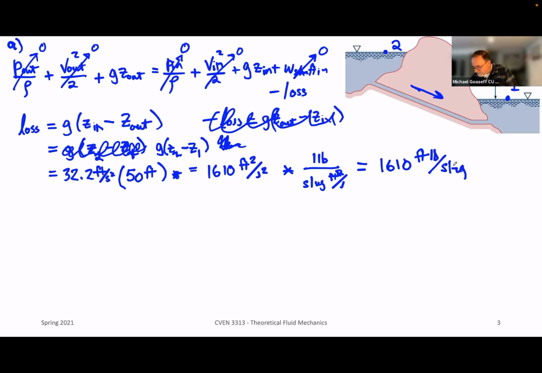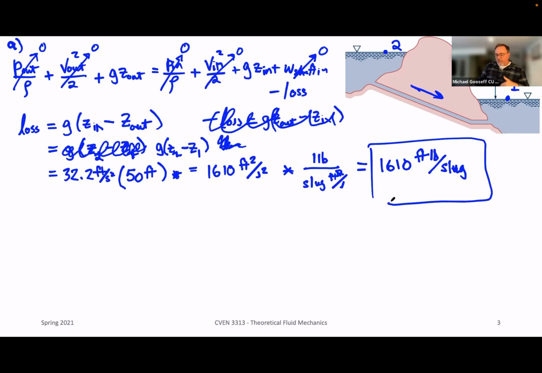Now remember that this version of the energy equation is energy per unit mass. So it's good that we have slugs in the denominator, right? The energy component of this is foot-pounds or pounds times feet, however we want to look at that. Foot-pounds is kind of the common way to say it. Okay, so there is the energy of our loss in terms of per mass. All right, so that's part A.